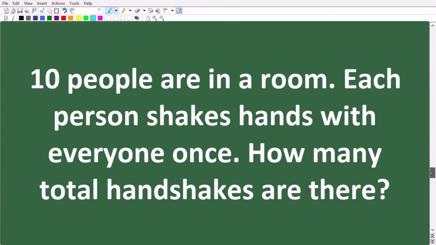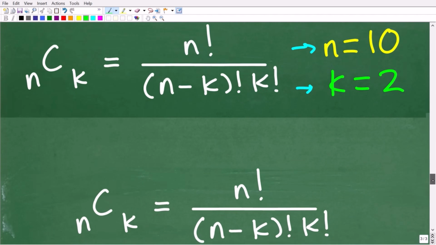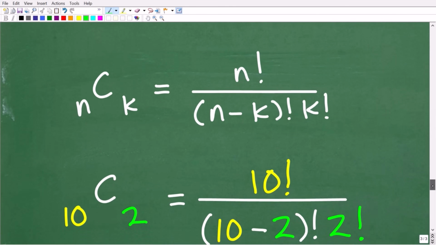So again, let's plug these numbers into this lovely formula. And don't let this intimidate you. The math is actually not that difficult. So we have nCk is equal to n factorial over n minus k factorial times k factorial. Here are the values. Actually, this should be a k. See, I caught that little error right there. So k is equal to 2. All right, let's go ahead and do this number crunching right now.